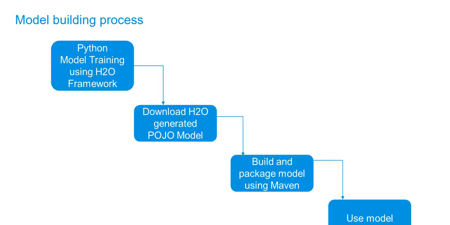This slide talks about the ML building process. Once we have done our offline training in Python using the H2O framework, we generate the final optimized model as a plain old Java object, which is consumed in our Spectrum code base as a Java class. We package it using Maven, and use the model in our code base.